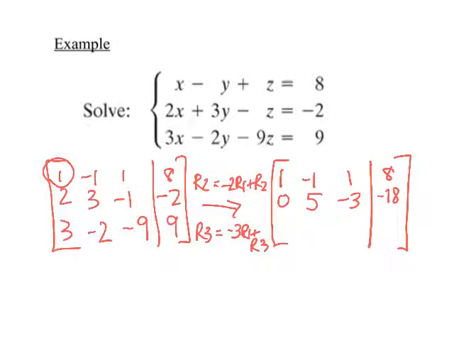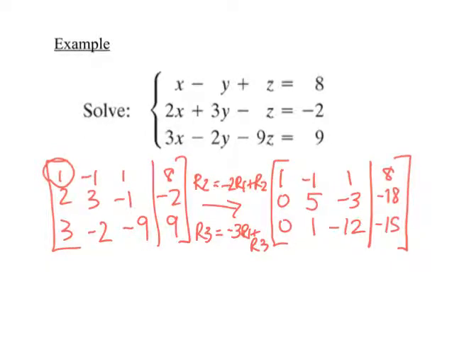Row 3, -3 times 1 is -3, plus 3 is 0. -3 times -1 is 3, plus -2 is 1. -3 times 1 is -3, plus -9 is -12. And -3 times 8 is -24, plus 9 is -15.